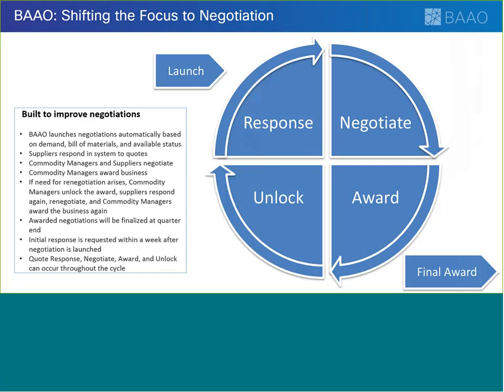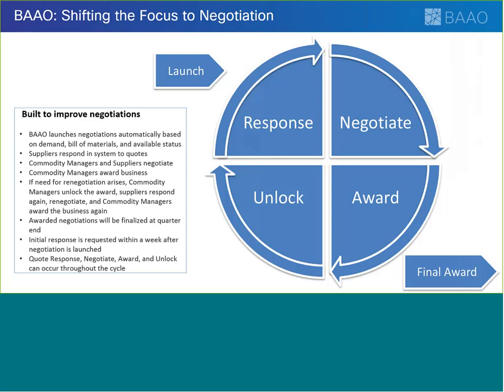Negotiation. After a negotiation is launched, the attributes of that part, including demand, will be continuously updated throughout the quote cycle. In addition, visual indicators at part level, as well as spend and savings dollars, will be dynamically updated. This provides meaningful, near real-time information to suppliers and our commodity managers.